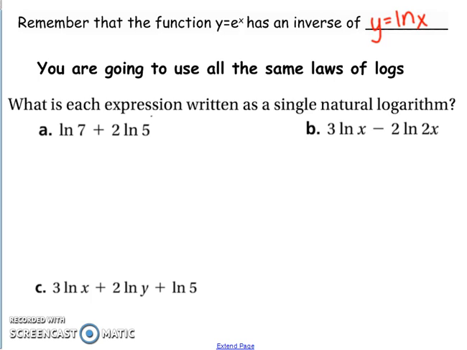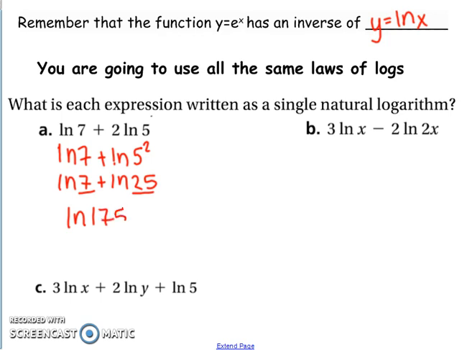So for a, ln of 7 plus 2 ln of 5. Same rules apply. If you have a number in front, it's the exponent. So we're going to rewrite this as ln of 7 plus ln of 5 squared, because we're just bringing that exponent up. Now 5 squared, we're going to change to 25. So ln of 7 plus ln of 25. Because we're adding, we're really going to multiply the 7 and the 25. So we have the ln of 175.